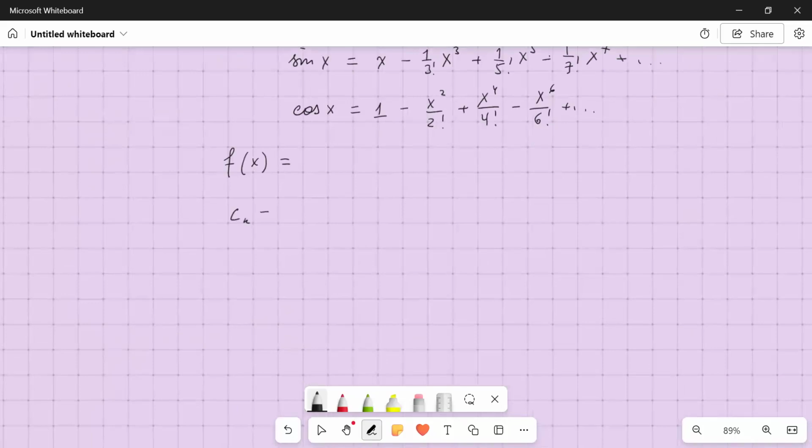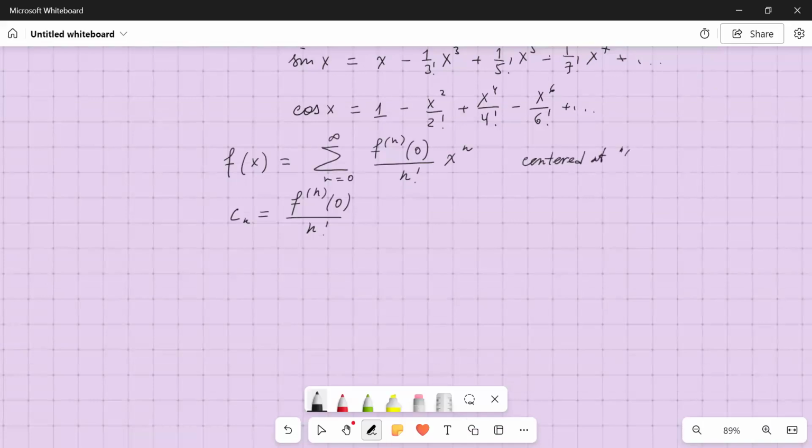Term number n is going to look like the nth derivative of f at 0 divided by n factorial. If you write it down in sigma notation, you're going to have the nth derivative of f at 0 over n factorial multiplied by x to the power of n, where n goes from 0 to infinity. And when n equals 0, the derivative of order 0 means the function itself. Derivative 1 is the first derivative, derivative 2 is the second derivative, and so on. That's the general formula for a series centered at 0, also known as the Maclaurin series.